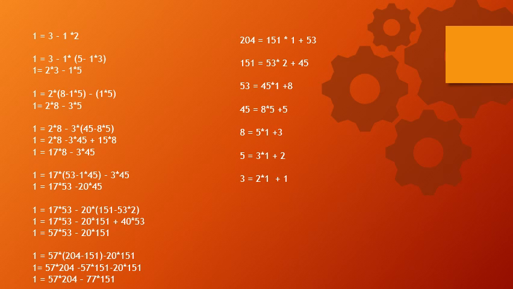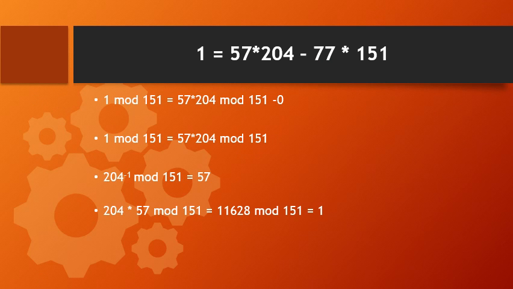Now again, go to the last step. You have 53 in terms of 204 and 151. Substitute the value, you'll be getting 1 as 57 into 204 minus 77 into 151. So all these steps are done. Now let's come to the final step. So here's the final step. You have 1 expressed in terms of 57 and 204, 77 and 151.